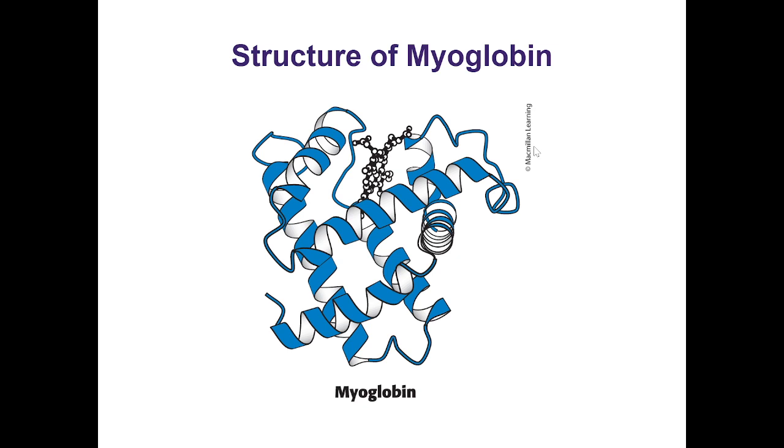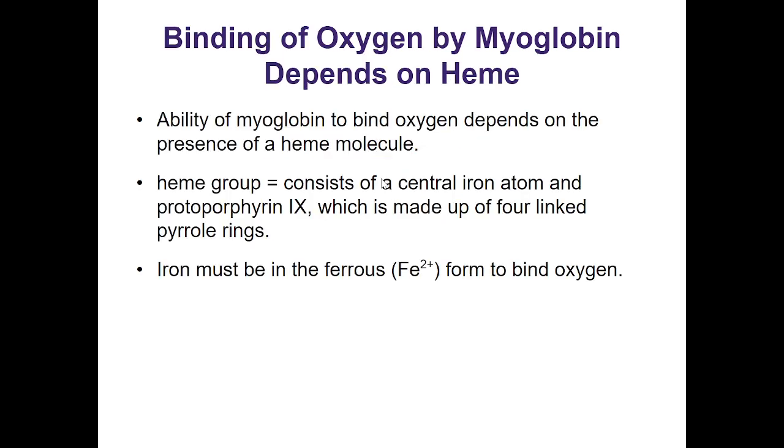This right here is the structure of myoglobin. It's a single subunit. Or other way of saying that is the tertiary and quaternary structures are the same. Okay. Anybody know where the heme is? Yeah, it's right there, right? Very good. Okay, so the ability of myoglobin to bind oxygen is going to depend on the presence of your heme molecule. Without the heme, it cannot bind oxygen basically at all.